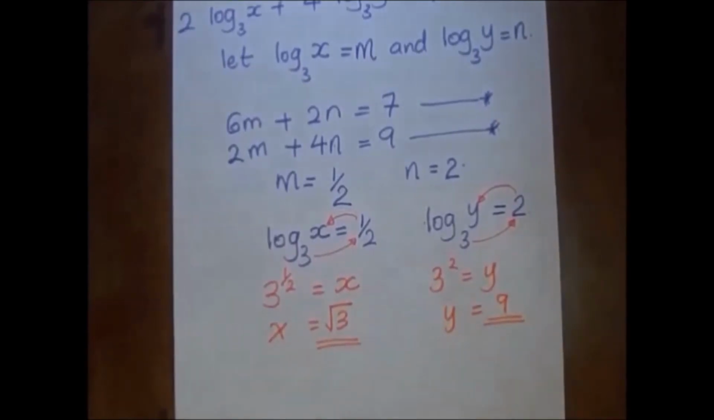So we've gotten our value of x, we have gotten our value of y, and we have been able therefore to find the values of x and y in a logarithmic expression with two unknowns.